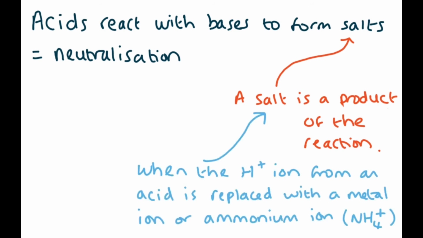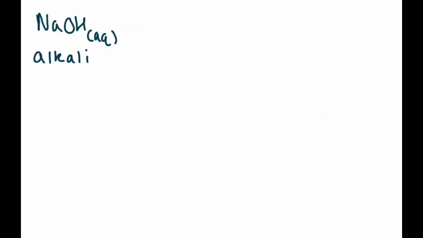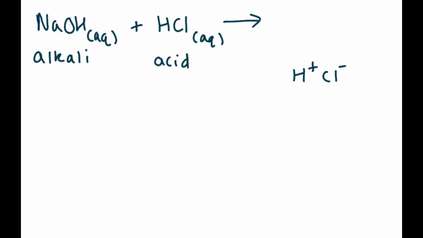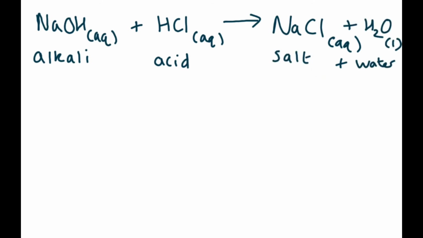And the definition of a salt is when the hydrogen ion from an acid is replaced with a metal ion or an ammonium ion. So we're going to have a look at some examples here to show this. Salt is the product. So if you take an alkali, like sodium hydroxide, and react it with hydrochloric acid, then you have the formula there for hydrochloric acid. And we're going to replace the hydrogen ion with a metal ion. And that is the salt, sodium chloride, plus water as well.